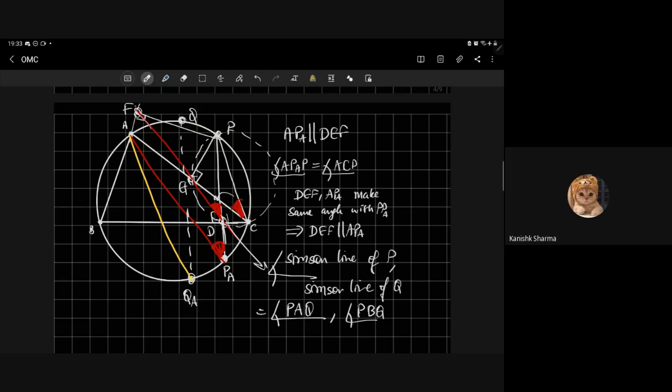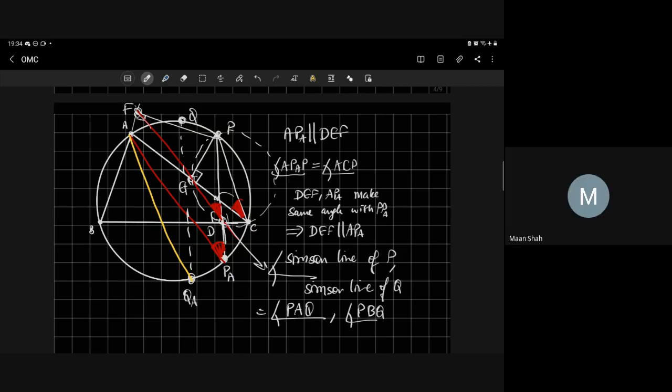So the angle between the Simpson line of P and Q is the same as the angle between the red and the yellow line, right? I mean, because the red line is parallel to the Simpson line of P and the yellow line is parallel to the Simpson line of Q. Does that make sense?